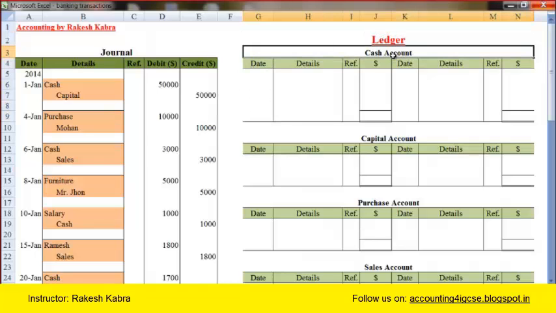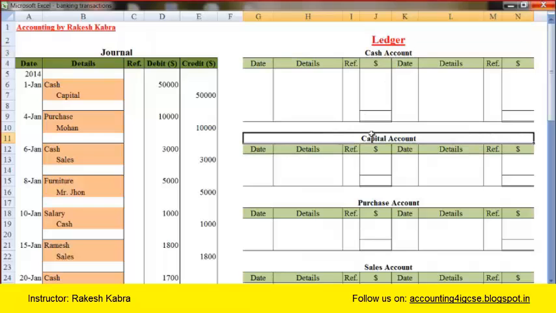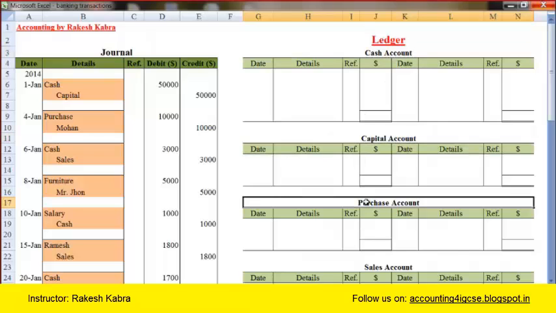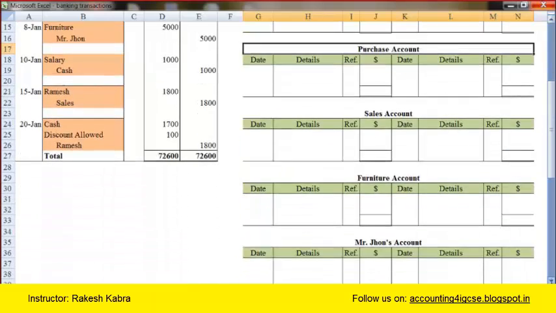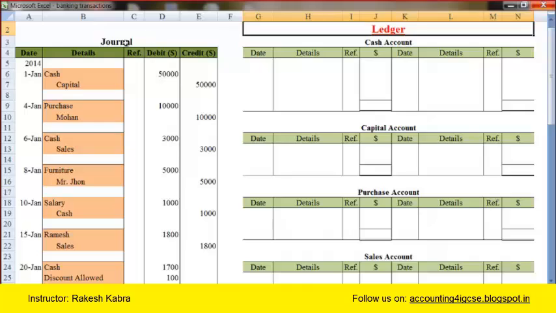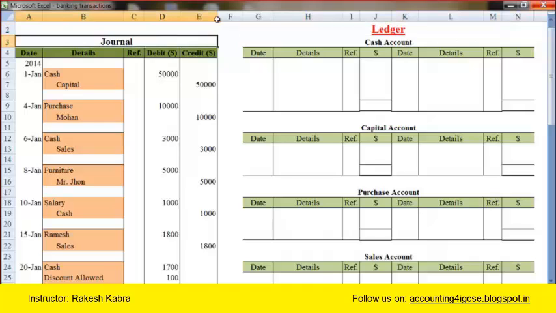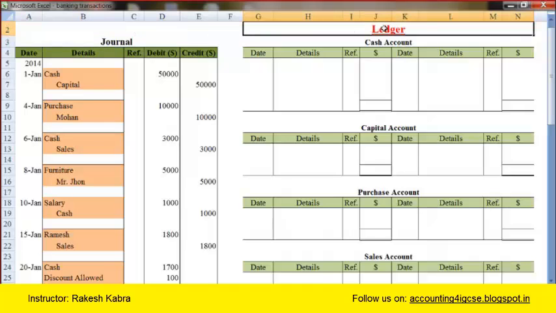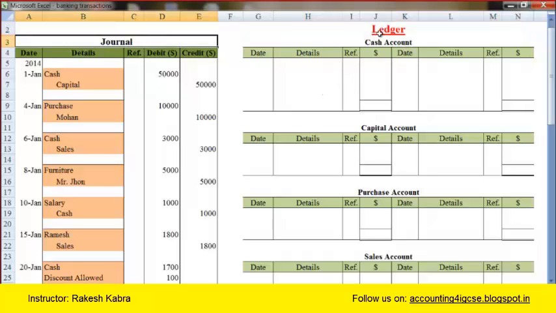Like here, the first account is which one? Cash account, then we have capital account, then purchase account, and so on, isn't it? So journal is a different record and ledger is a different record. In the journal we collect the transactions, and in the ledger we classify the transactions and put them at a particular place, and that particular place is known as what? Account.